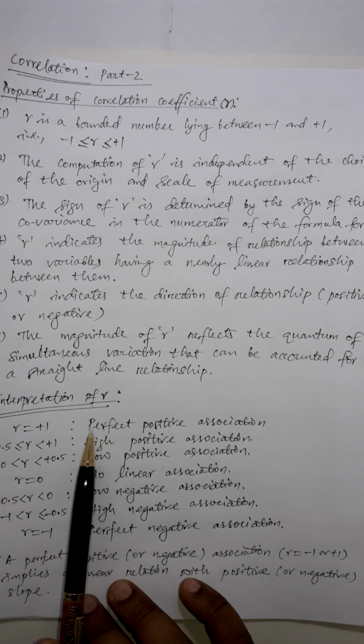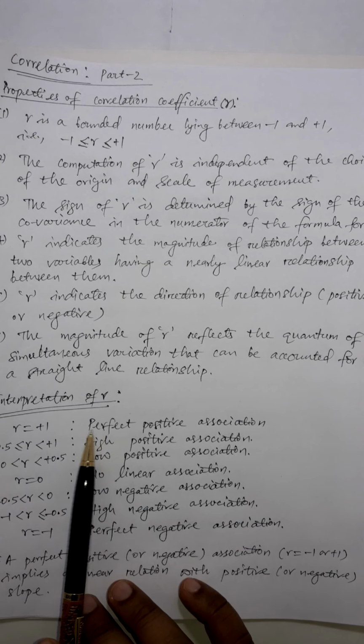That means if R is -1, then it represents a perfect negative association. That means here the x values and y values go on decreasing simultaneously, representing a negative slope of the linear line. And in case where R is +1, it represents a perfect positive association, the scatter diagram will be upward, where the x and y values are almost linear to each other and both are increasing simultaneously, whose slope will be positive here.